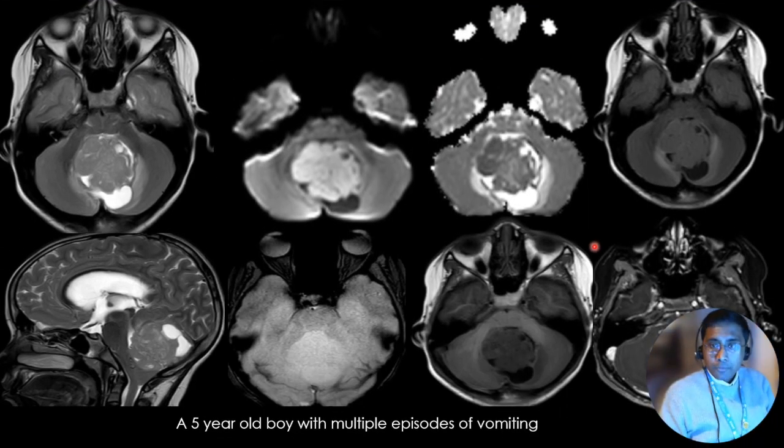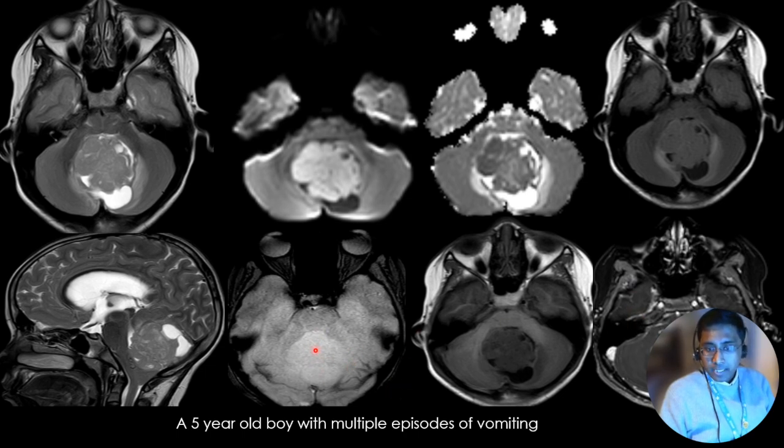So moving on to our first case, we'll do this talk on a case-by-case basis. We can see that here we have a posterior fossa mass which is in the midline. On T2 we can see that it's quite intermediate and it is restricting. This is the diffusion restriction images, and on the ADC we have a significant fall in the ADC values, and in post-contrast we can see that there is a heterogeneous post-contrast enhancement of the lesion.